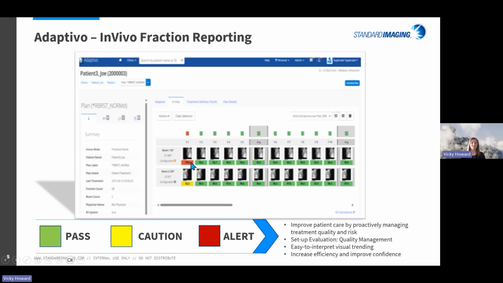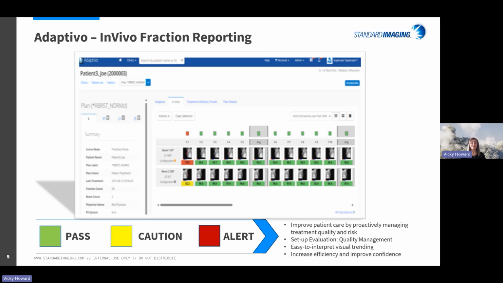So here you can see you have the gamma results associated with each EPID image analysis. And of course, it's the standard pass, caution, fail alerts. And these alerts can be set and customized within your clinic based on the sites that you're treating. That should be something that you devise that meets the needs of your particular clinic. So really overall, having this kind of data trending does improve patient care by allowing you to proactively manage your treatment quality and risk every fraction.